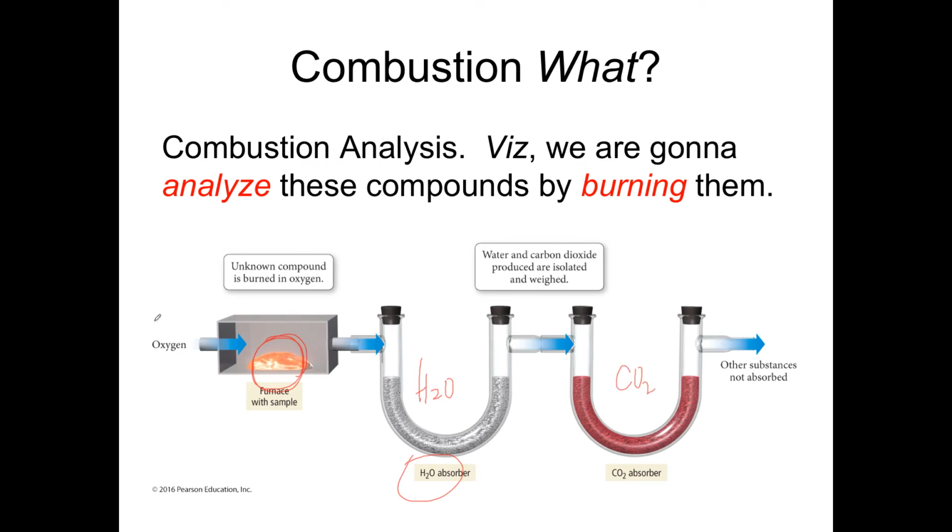So, if you have an unknown amount of oxygen, as much as needed, what does this tell you? That tells you how much hydrogen was in the sample. Can you see that? Because we're pumping oxygen through there. And when we look at this, what does this tell us? It tells us how much carbon was in the sample. Okay? And then we've got other substances not absorbed. So basically, combustion analysis is going to tell us how much hydrogen and how much carbon is in a particular sample.